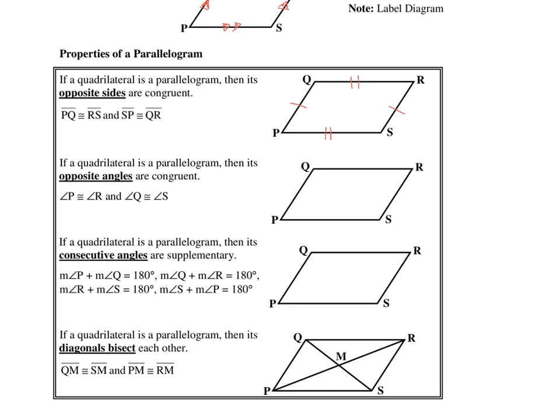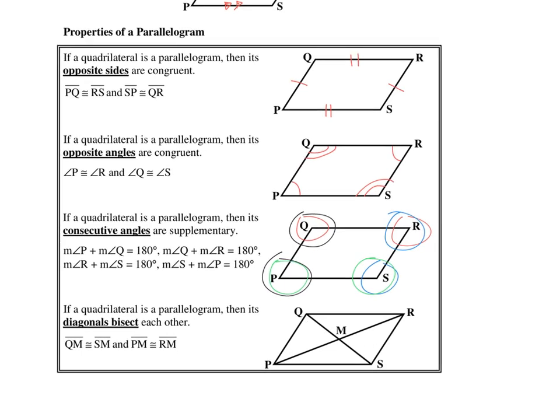All right, if a quadrilateral is a parallelogram, then its opposite angles are congruent. Angle P is congruent to angle R, and angle Q is congruent to angle S. If a quadrilateral is a parallelogram, then its consecutive angles are supplementary. Okay, so these angles add up to 180. These angles add up to 180. These angles add up to 180. And these angles add up to 180.